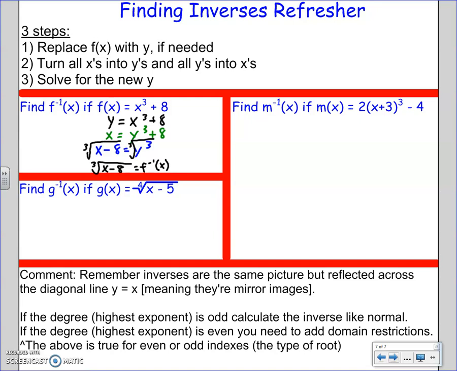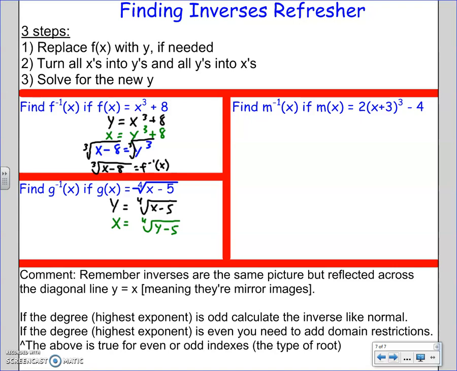So this is find the inverse g inverse of x if g of x equals the fourth root of x minus 5. So same thing, make y equals the fourth root of x minus 5. Switch x and y. So x equals the fourth root of y minus 5, and solve for y. Y is inside that fourth root sign, so we get rid of that root sign first. Remember, roots and powers cancel each other out.